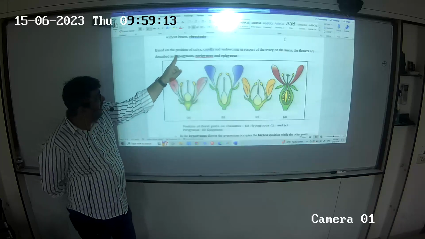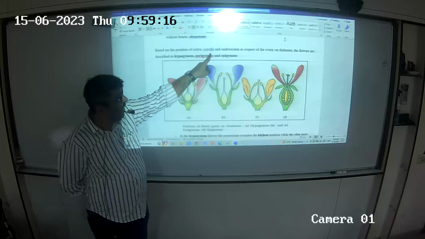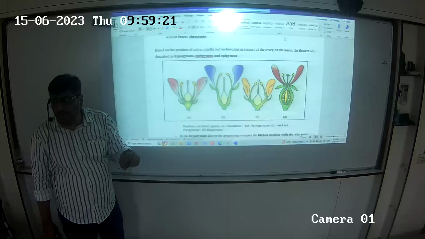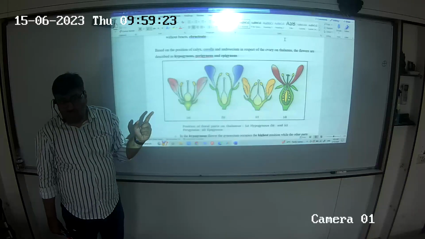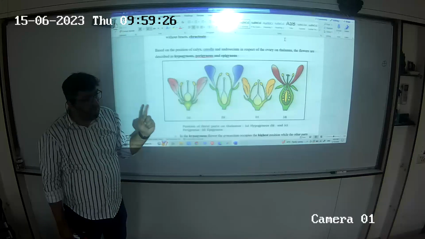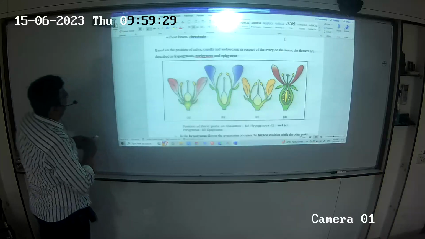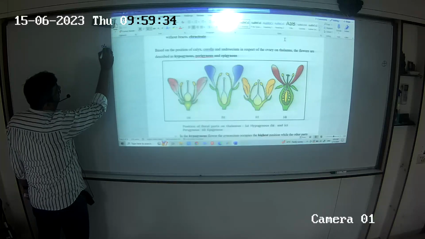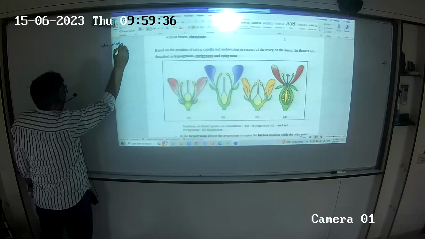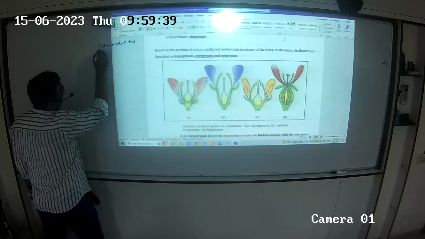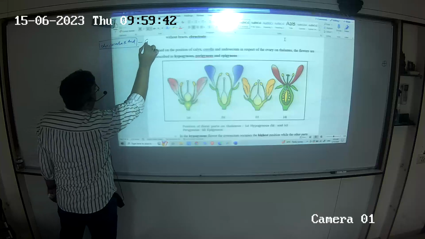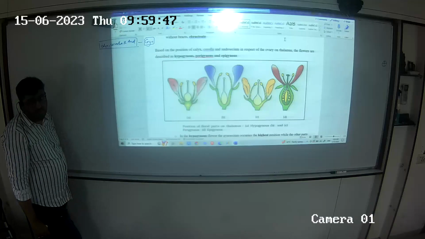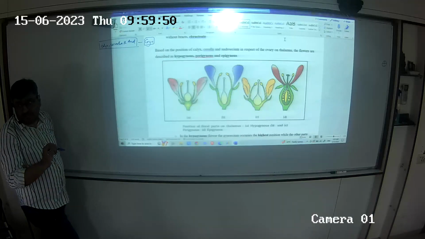So we will check the position of calyx, corolla and androecium with respect to gynoecium. So our reference point will be gynoecium. We are checking the position of calyx, corolla and androecium with respect to gynoecium. So gynoecium is going to be our reference point, please.